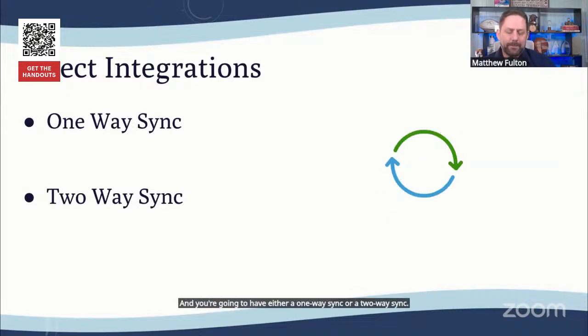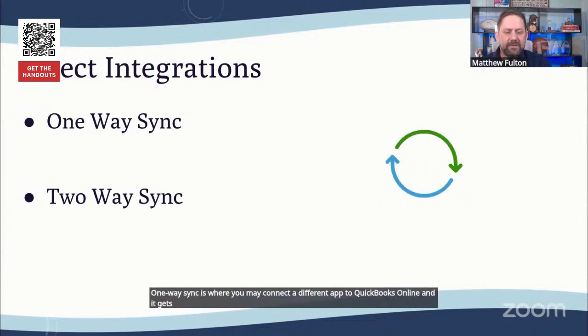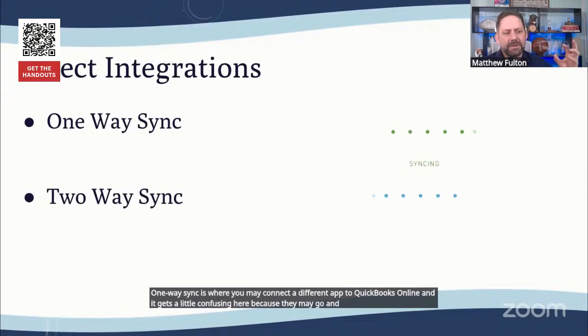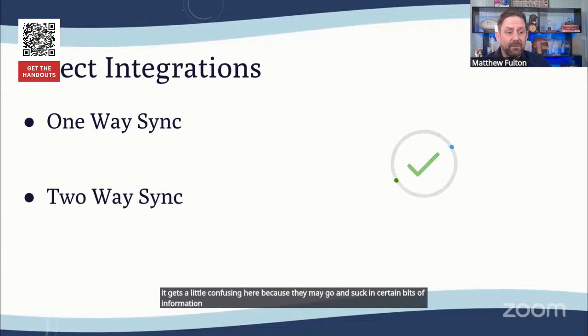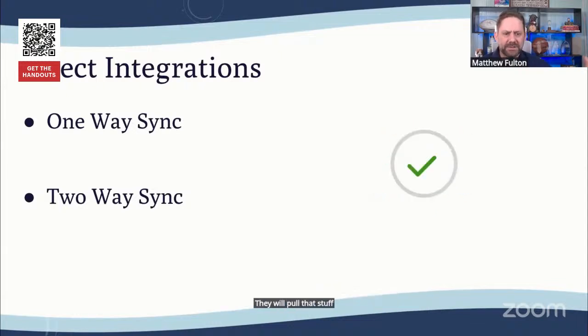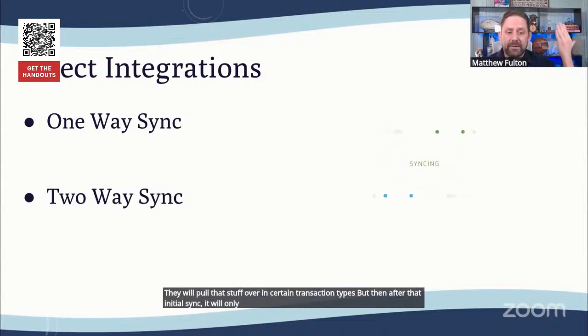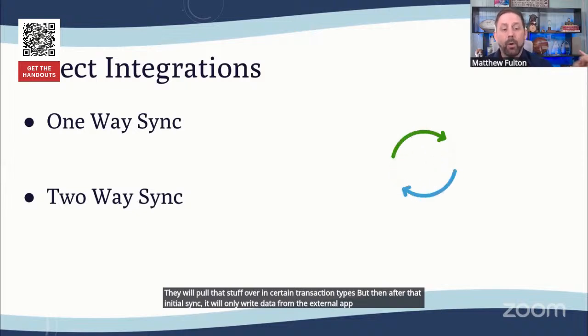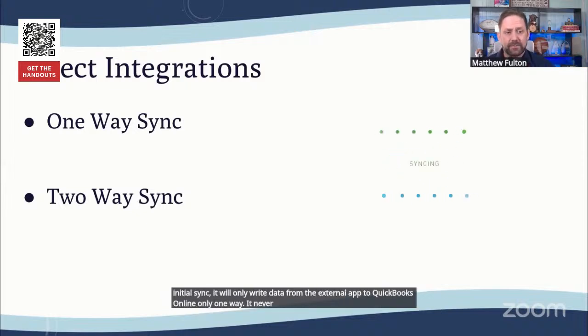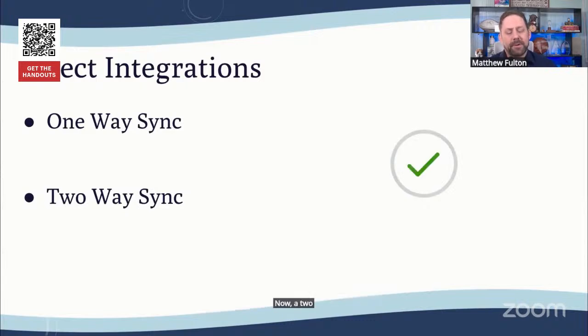One-way sync is where you may connect a different app to QuickBooks Online. And it gets a little confusing here because they may pull in certain bits of information initially, like maybe your vendor list, customer list, chart of accounts. They will pull that stuff over in certain transaction types. But after that initial sync, it will only write data from the external app to QuickBooks Online, one way. It never goes both directions. Now, a two-way sync is probably more obvious: once you've done the connection, you pull information back and forth, and it can actually write data in both directions.